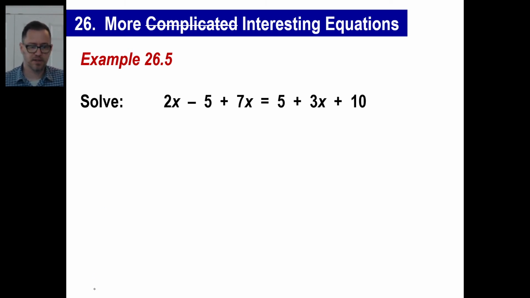All right, left side. Let's go right ahead and knock these things out here. I got a 2x and I got a 7x. That gives me a 9x. I got a minus 5, and there it is.